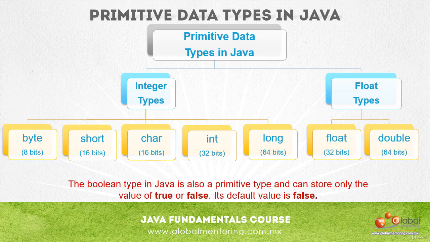The Boolean type in Java is also a primitive type and can store only the value of true or false. Its default value is false. Let's see the default values for every data type. The default value for byte is 0, for short is 0, for char is 0 but in Unicode, for int is 0, for long is 0, for float is 0.0, and for double is 0.0.